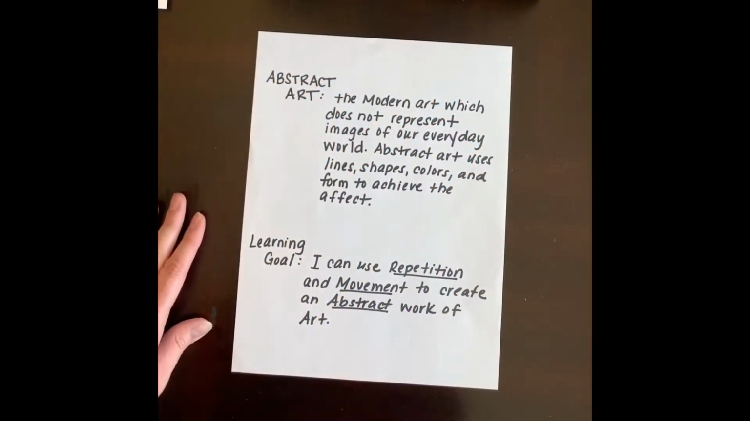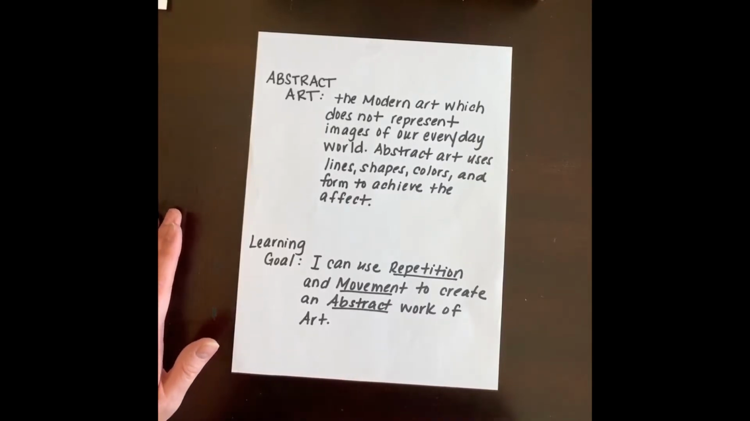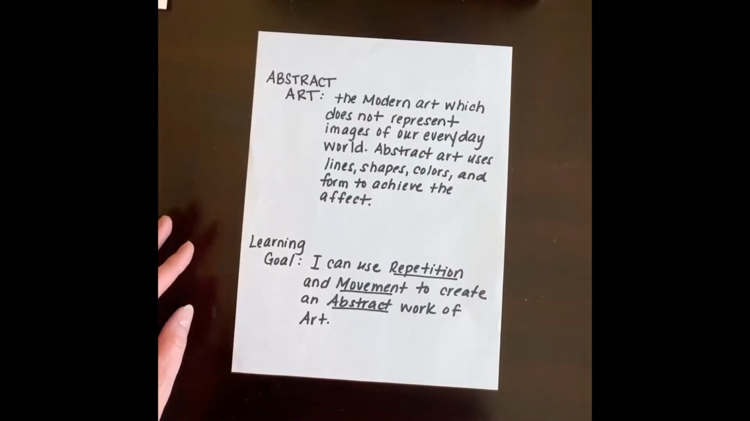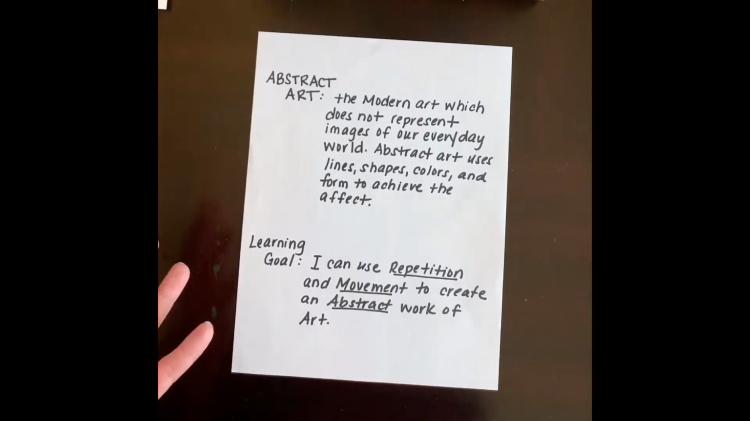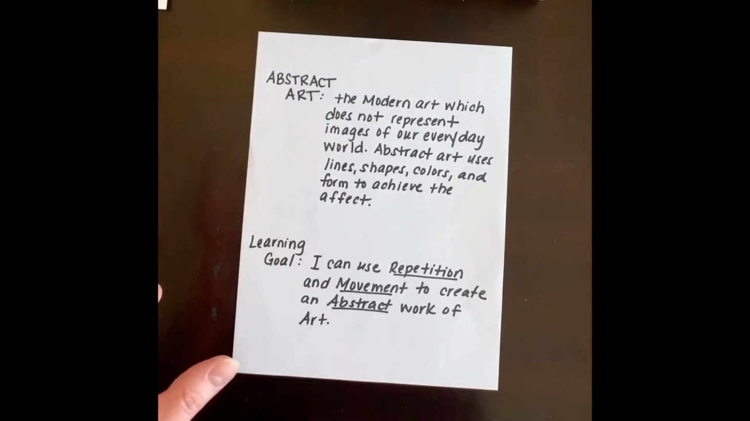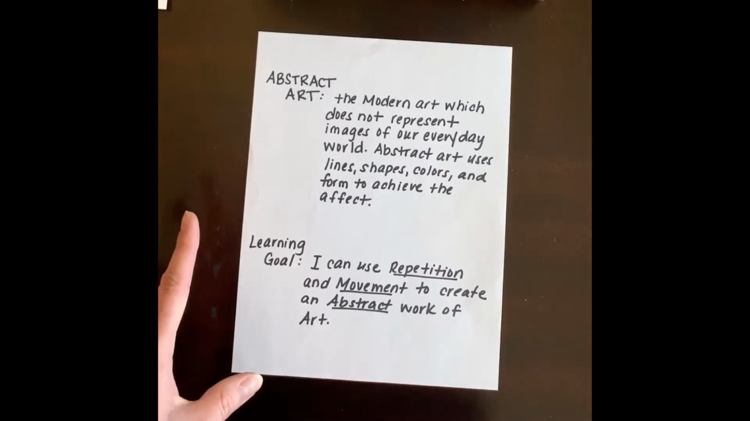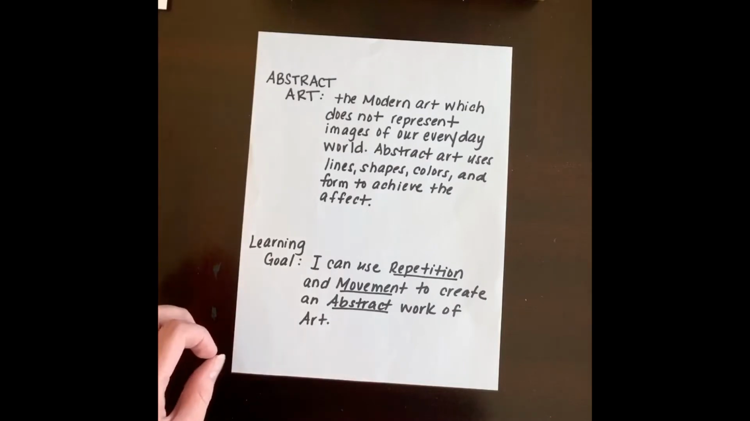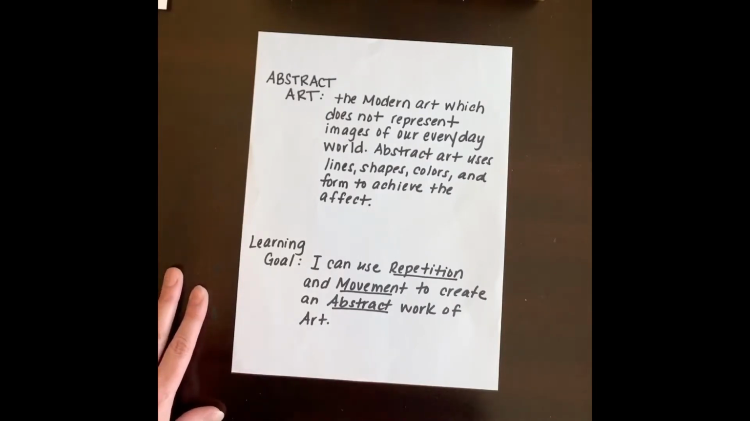So, let's talk about abstract art. What is abstract art? Abstract art is the modern art which does not represent images of our everyday world. It uses lines, shapes, colors, and form to achieve the effect. So basically, it doesn't look like a realistic painting or drawing. Abstract uses shapes and changes it to make it look a little different. Our learning goal today is I can use repetition and movement to create an abstract work of art.